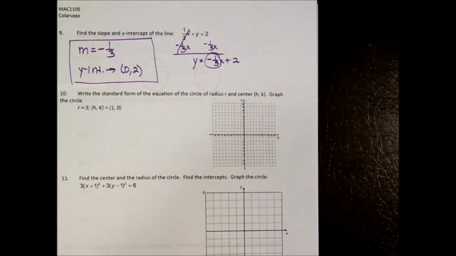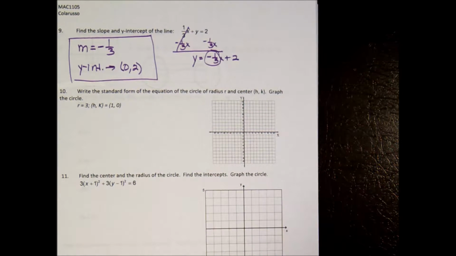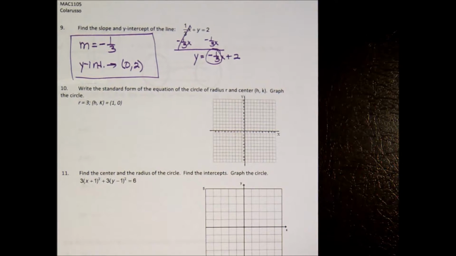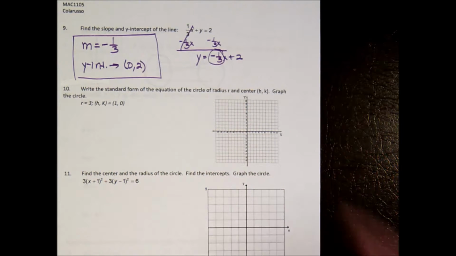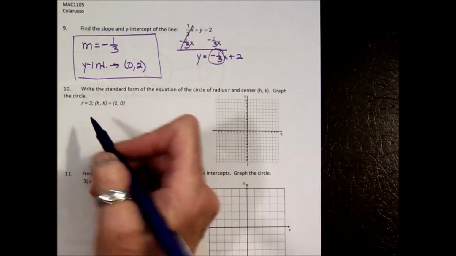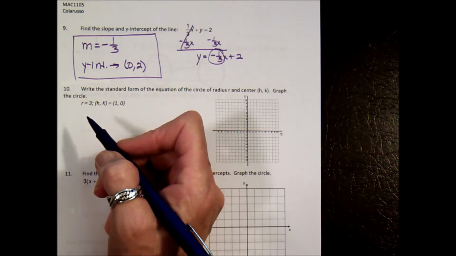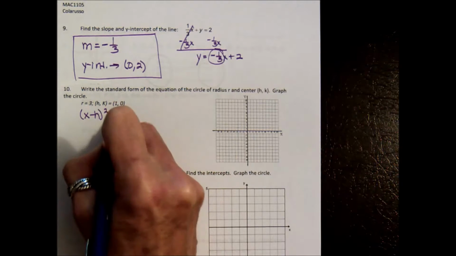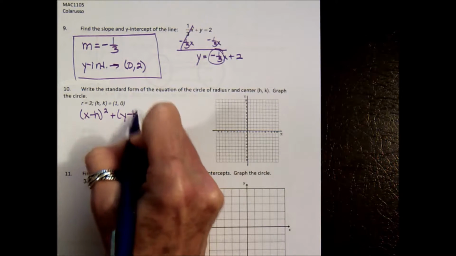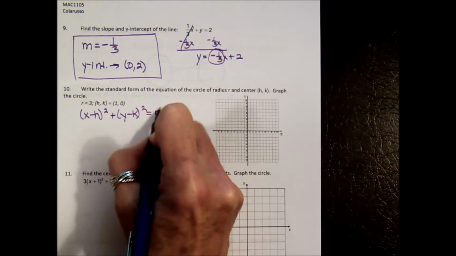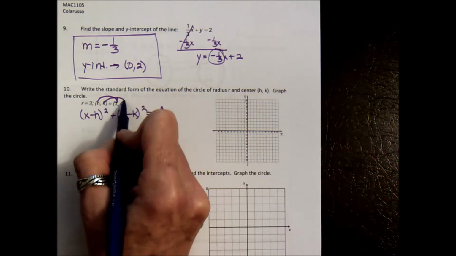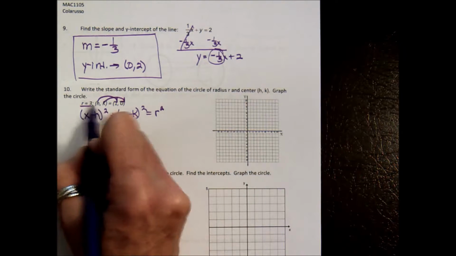All right, the next one says write the standard form of the equation of the circle of radius r and center (h, k), and then graph the circle. So we know that the standard form of the equation of a circle is (x minus h) squared plus (y minus k) squared equals r squared. And I have my h, I have my k, I have the r. So it's just a matter of plugging in.